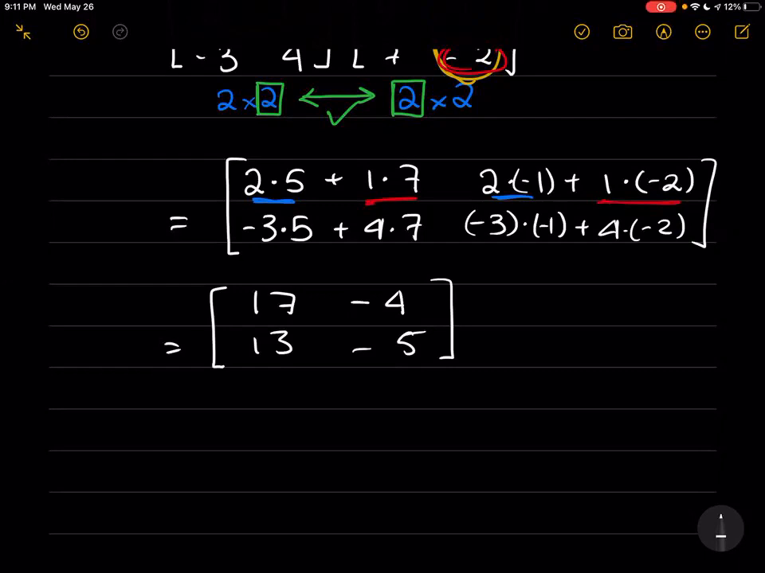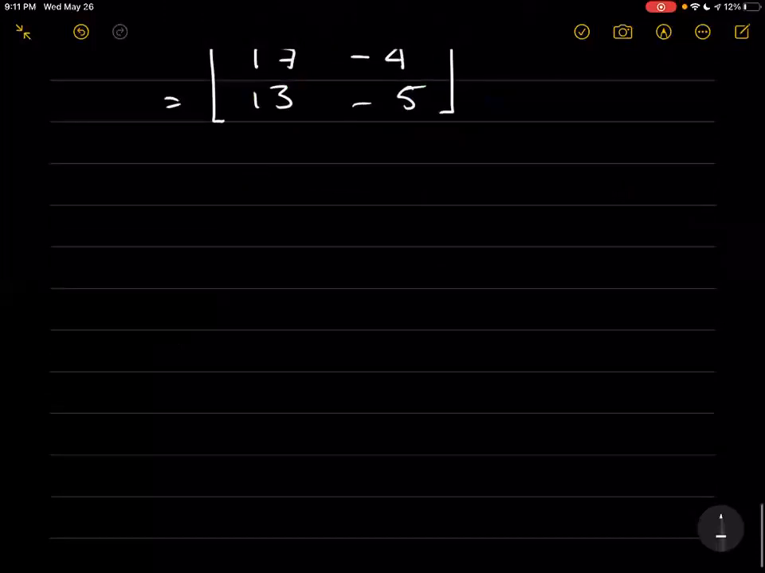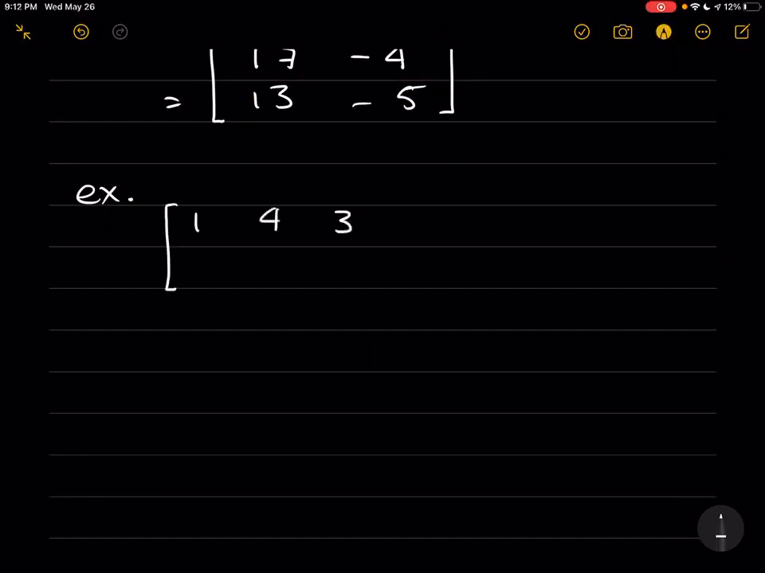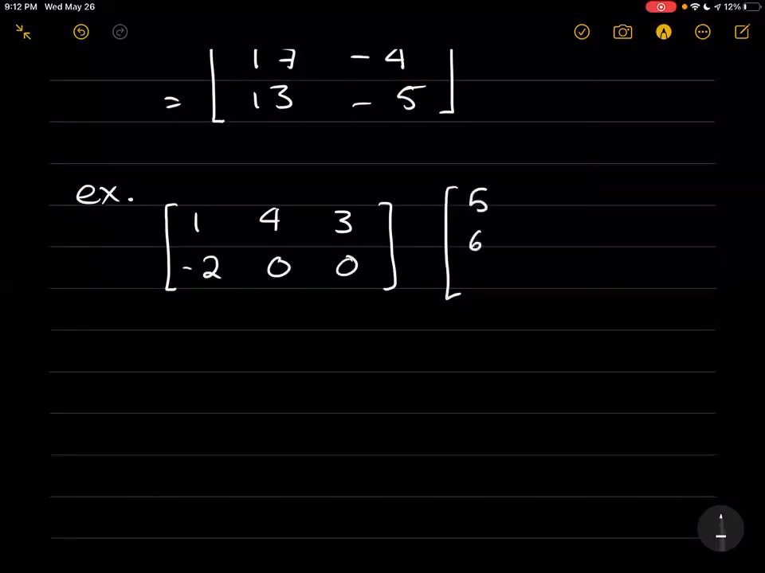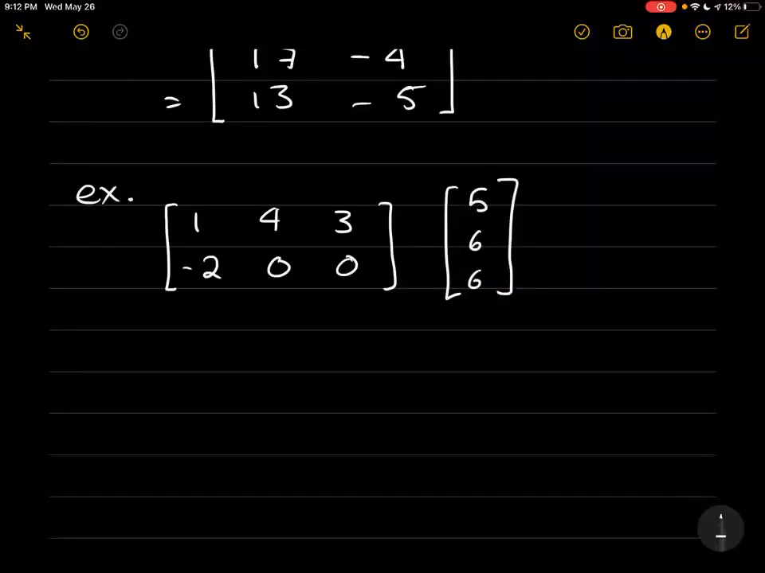Okay, so that's multiplying some matrices together. Let's go ahead and take a look at another example, just so we can really solidify things. What if we wanted to multiply some maybe different shaped matrices? Let's say we had like 1, 4, 3. So let's do like a 3 by 2. So do -2 and maybe 0 and 0. And let's say we wanted to multiply it by maybe 5, 6, 6, and let's just keep it like that.